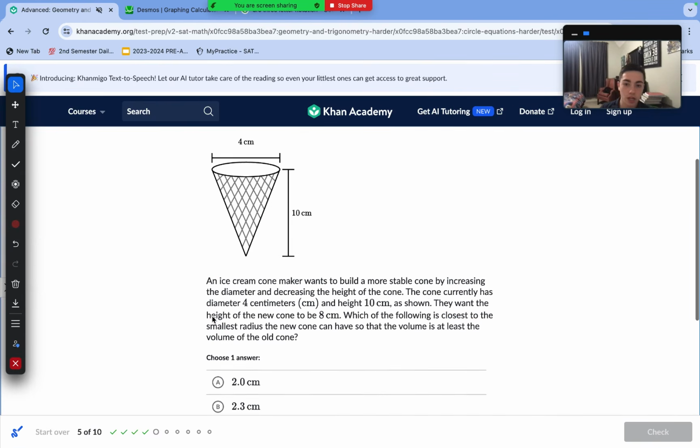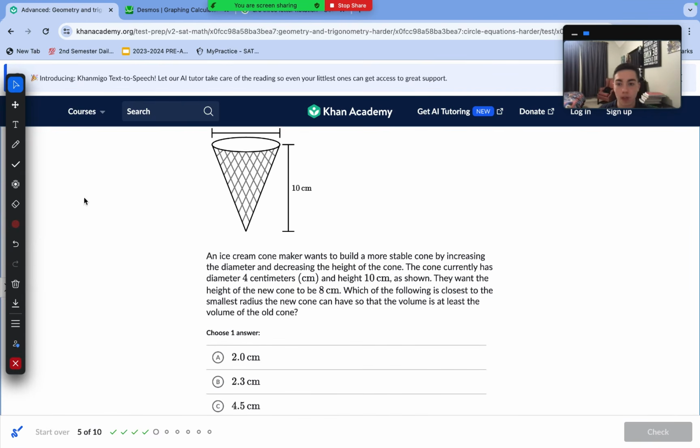Alright, with this question, an ice cream cone maker wants to build a more stable cone by increasing the diameter and decreasing the height. The cone currently has a diameter of 4 and a height of 10 as shown. They want the height of the new cone to be 8. Which is closest to the smallest radius the new cone can have, so that the volume is at least the volume of the old cone?